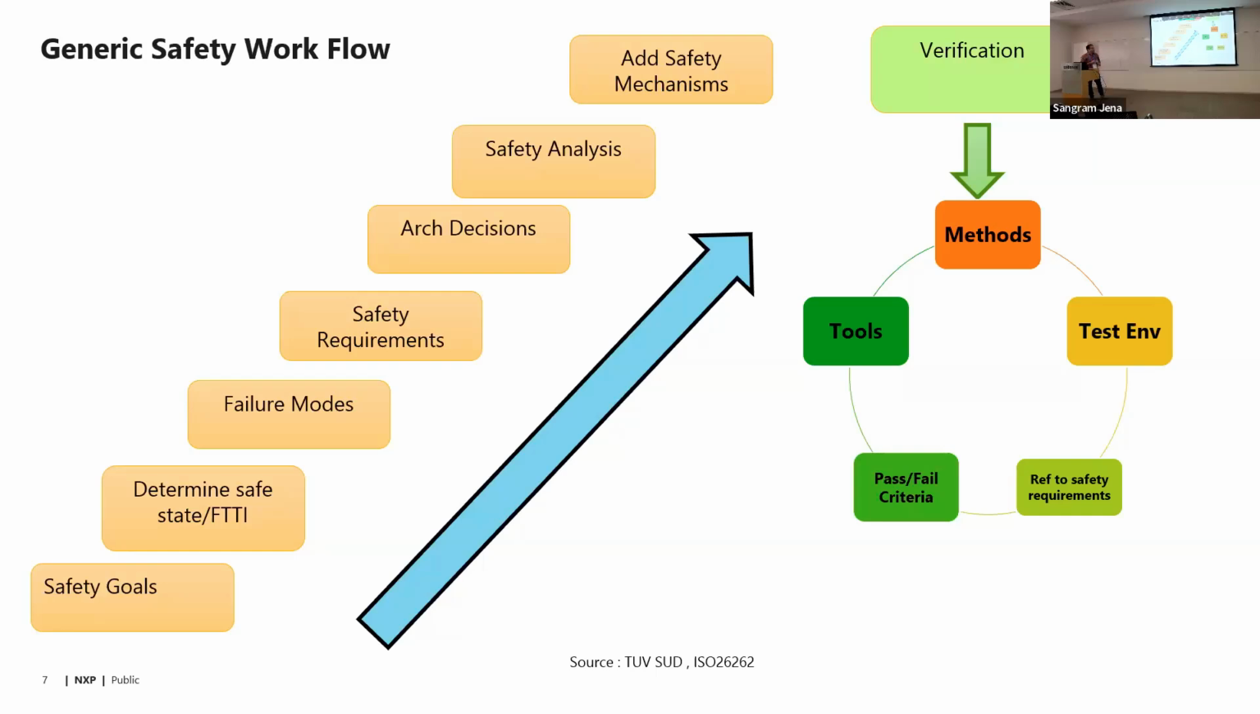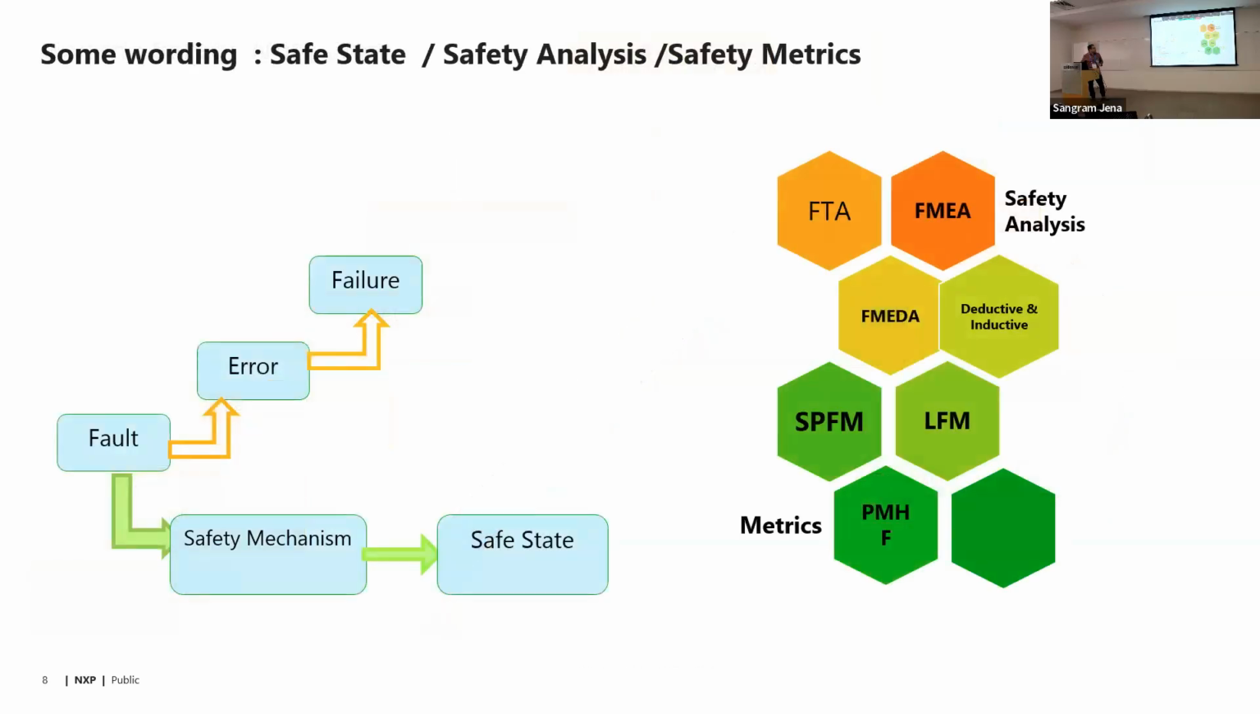What is going to be my test environment? How am I going to actually connect each of, let's say, my tests to the actual safety requirements? What are my pass-fail criteria? What I mean by that is, how do I decide I have adequately tested the safety mechanism to say with confidence that, yeah, we are good to go? And lastly, the tools. So all these 5 things are part of what we comply as functional safety verification.